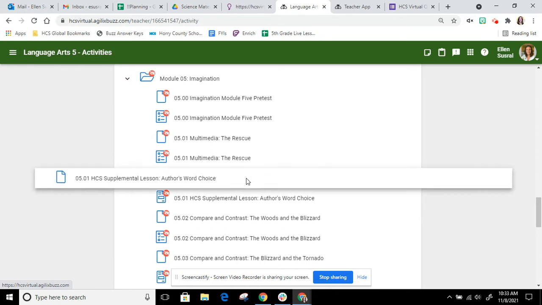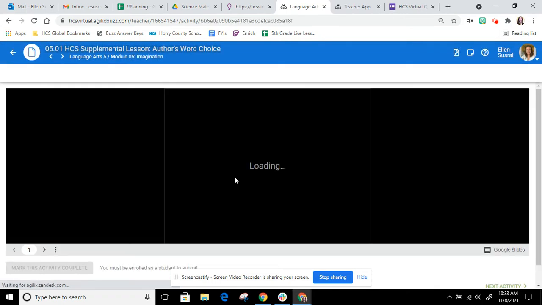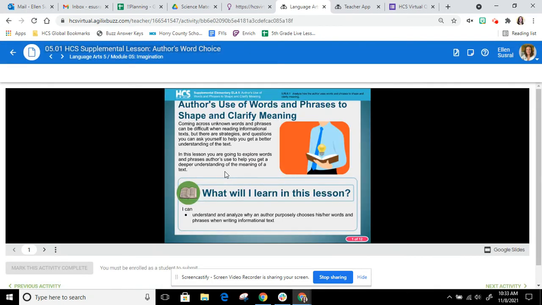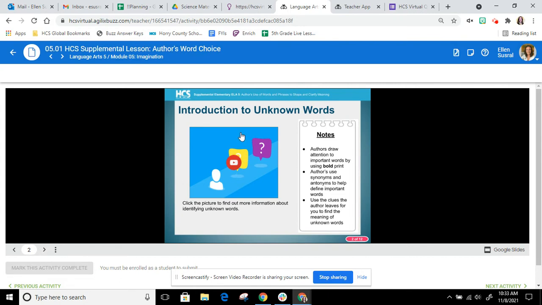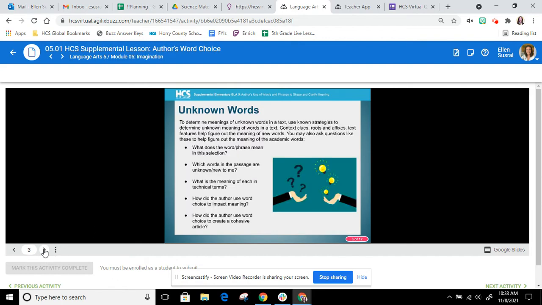So I'm going to go ahead and open up the lesson. This is a 12-page lesson. Make sure you go through all 12 pages. You're going to be focusing on the author's use of words and phrases to shape and clarify meaning. It walks you through, and you've got a video here that you can watch with some notes from the video. Make sure you watch the video and read the notes. It goes over unknown words and questions you can ask yourself when you come across an unknown word.